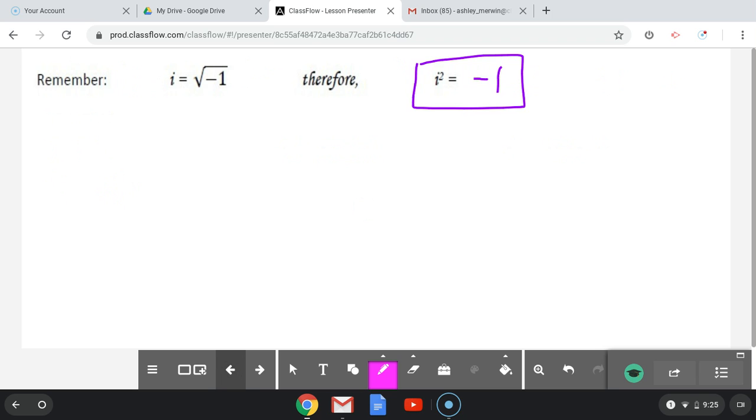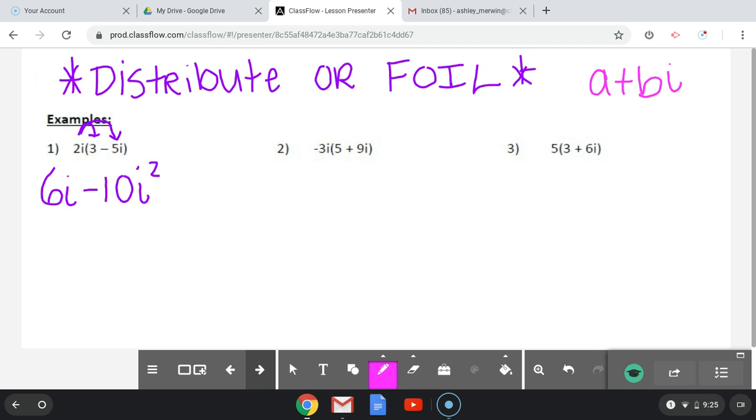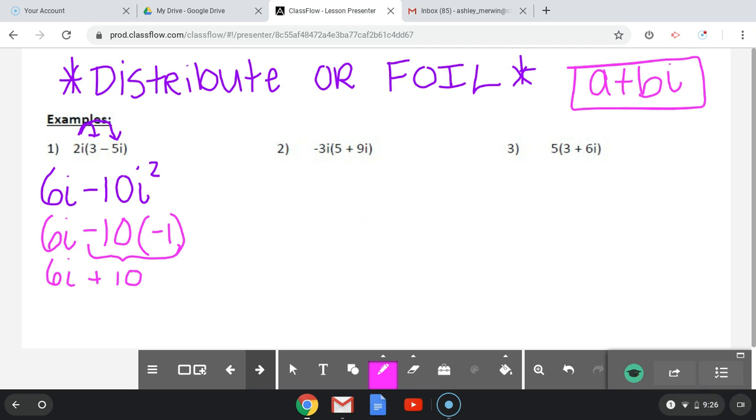This is where I want this i squared to come into play. Anytime you see i squared, you're going to replace i squared with negative 1 and then simplify. So let's rewrite this. 6i minus 10 times negative 1. What is multiplying by a negative 1 going to do? It's going to change the sign of the negative 10. So this is going to become positive 10. And then because we want it in the form a plus bi, I'm going to put my real first and my imaginary last. 10 plus 6i.